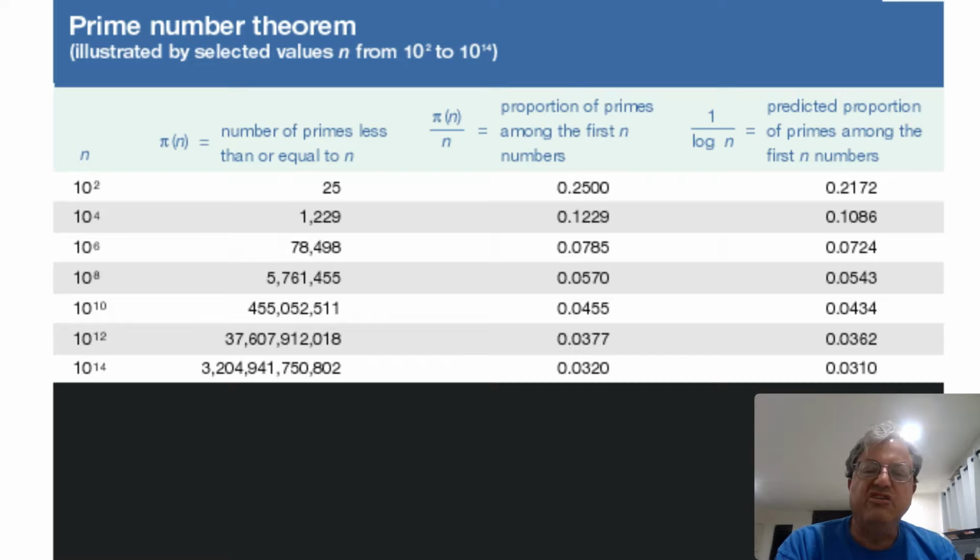This is kind of the density of primes up to n. So 1/4 of all the numbers up to 100 are prime. But by the time you get to 10 to the 14th, only about 3% of the numbers up to 10 to the 14th are prime. And you can calculate 1 over log n, and the numbers in the fourth column do approach the numbers in the third column. That's what the prime number theorem says. Pretty remarkable.